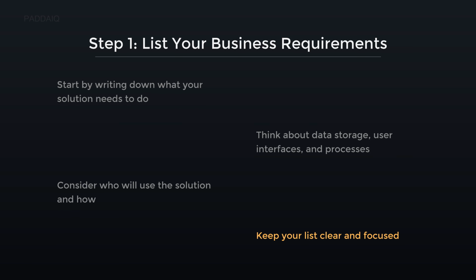Keep your list clear and focused. This means writing down only the most essential needs, avoiding vague or overly broad items. For example, instead of "improve sales," specify "enable mobile order entry for the sales team." A well-defined list ensures your SAP BTP project addresses real business priorities effectively.